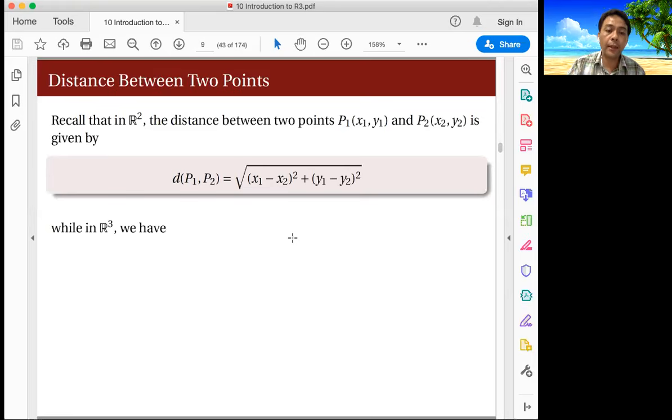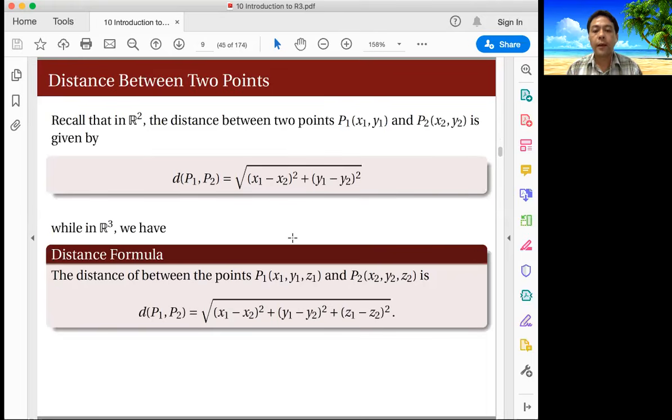So we just add the term (z1 - z2) squared. Now take note that we really don't have any order in the difference because we are squaring them anyway.